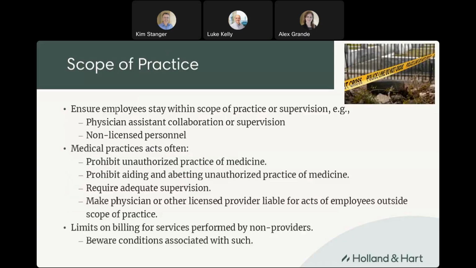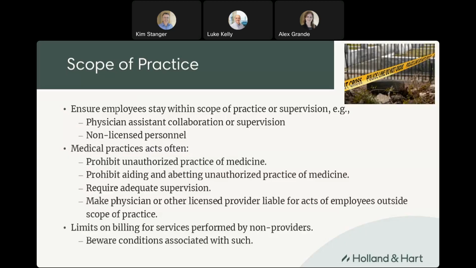All right. Let's talk briefly. If you're going to hire somebody and bring them in as an employee, make sure that they are practicing within their scope of practice. Remember, your Medical Practices Act says that only licensed providers can engage in the practice of medicine. So be careful about having your employees delegate to people who aren't licensed to practice, or engaging in such actions without supervision. Make sure that you're aware of what those requirements are in your particular state.